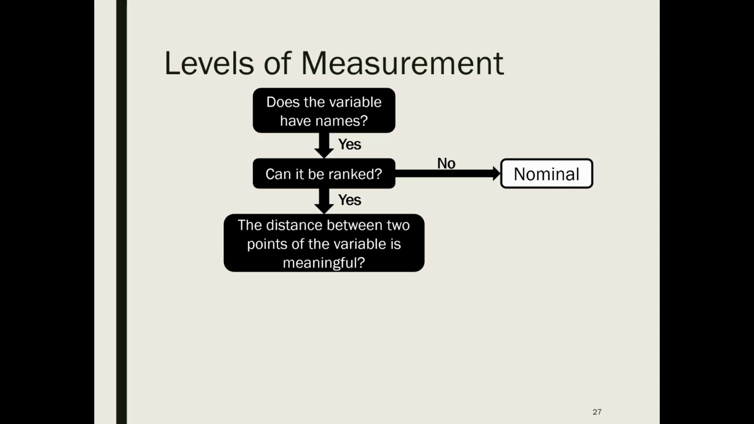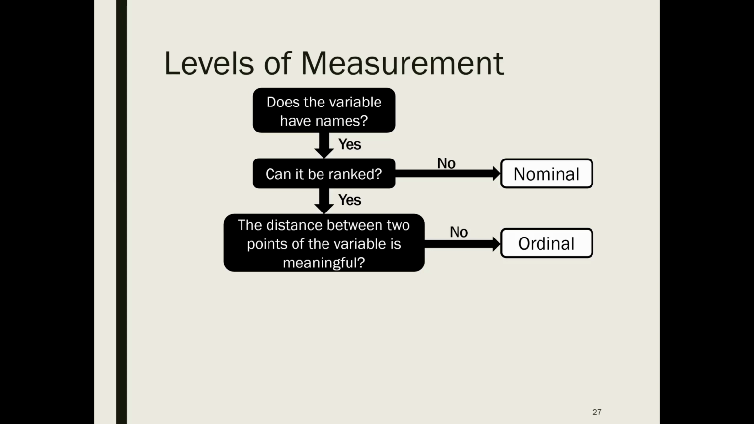You can't really use numbers to represent hot and hotter because it really depends on people's feeling. Some people think 100 degrees is hot, when some other people think 110 degrees is hot, right? So it's different. So if the distance is not meaningful, then it will be an ordinal variable.